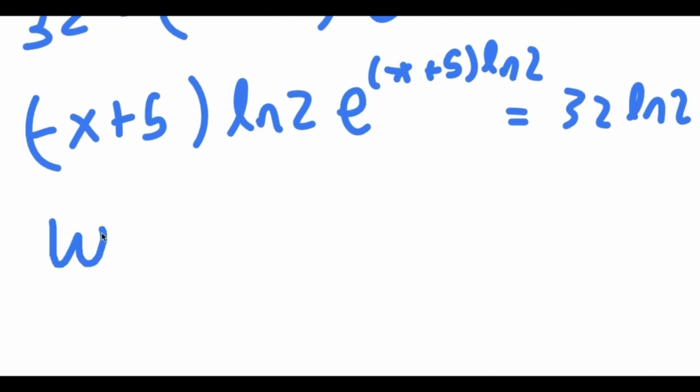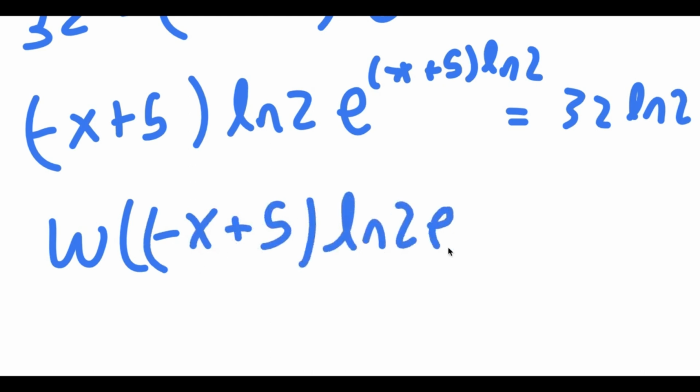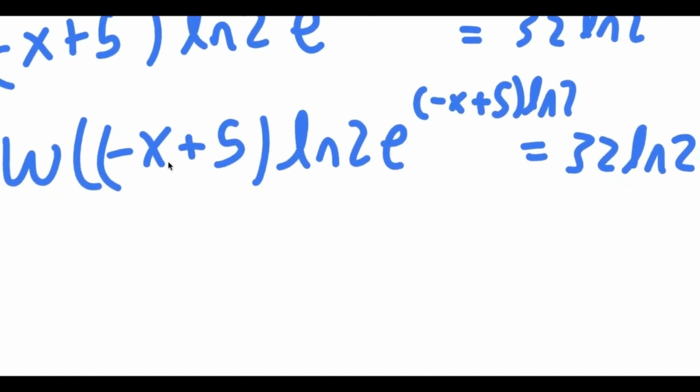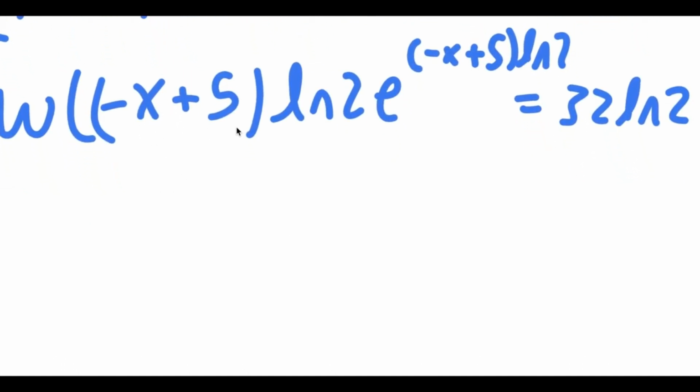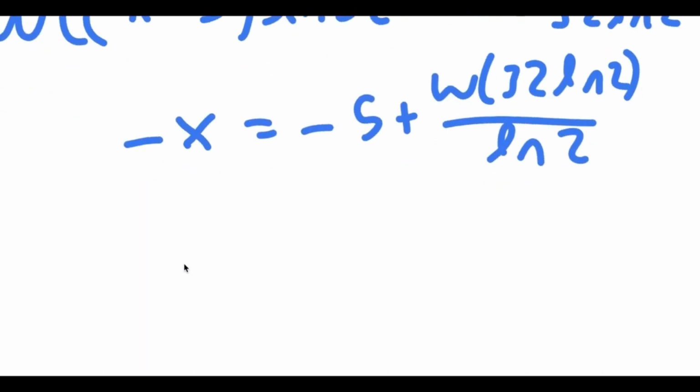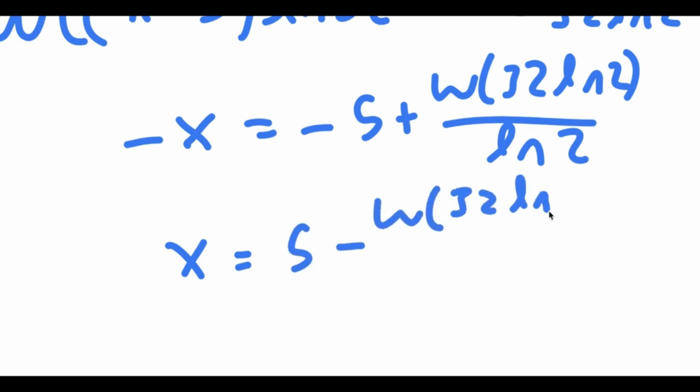And now if I take the W Lambert function on both sides, and if you don't know what this is, I highly recommend researching about it. But after that's done, I'm going to be left with negative x is equal to negative 5 plus W of 32 ln 2, over ln 2. And meaning x is equal to 5 minus W of 32 ln 2, over ln 2.